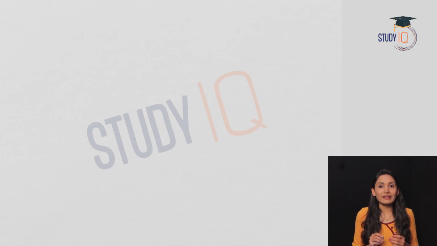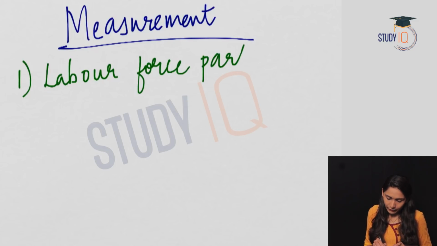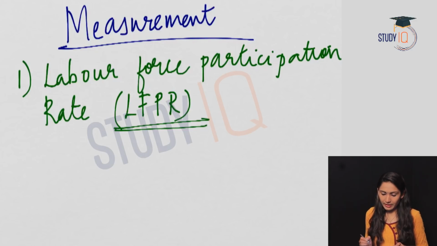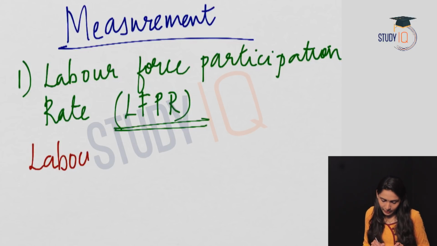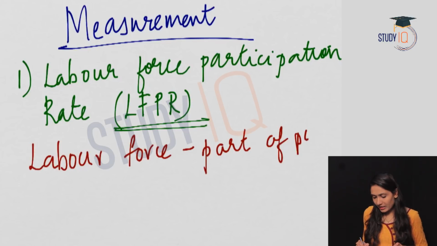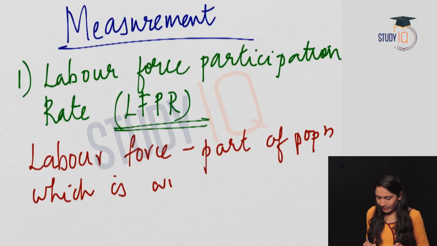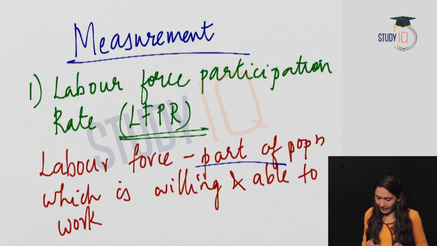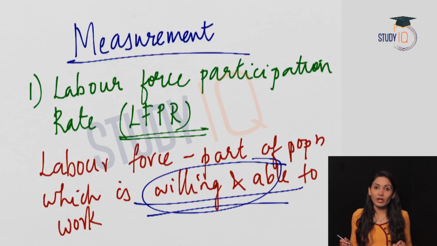Now let us see the methods to measure the unemployment or employment rate in an economy. The first one is the labor force participation rate, LFPR. What is a labor force? The labor force in an economy is the part of the population which is willing and able to work. So willing, and also able to work. That is the labor force.